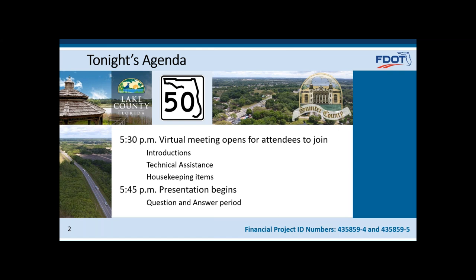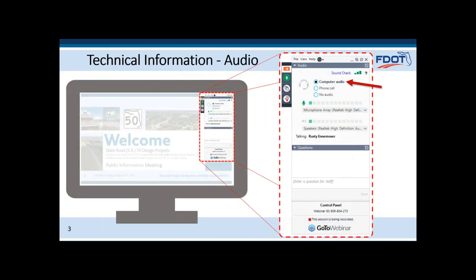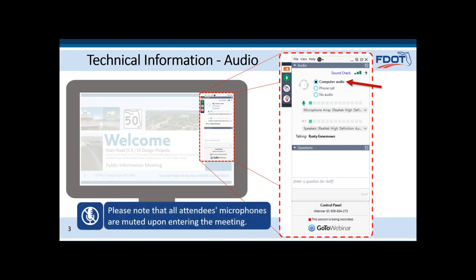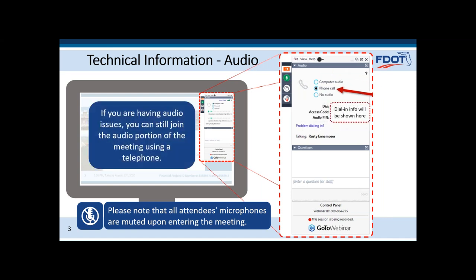Let's go over a few technical topics that will help you have a better meeting experience. If you join the meeting using a typical desktop computer and web browser, you should see a webinar control panel that looks something like this. Your computer speakers are selected by default. Please note that all attendees' microphones are muted upon entering the meeting. If you prefer to listen by phone, please select the phone call option. The dial-in phone number information will be displayed. This control panel is also where you can enter your comments or questions in the questions box.